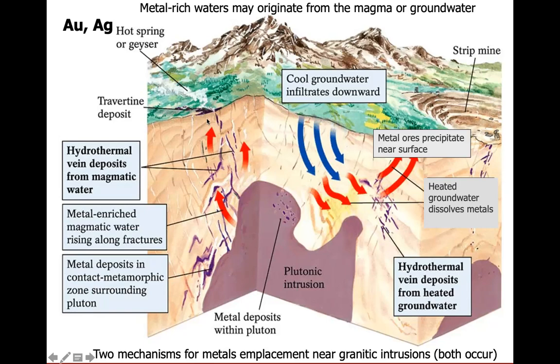Okay, so these hydrothermal vein deposits are a direct result of heated groundwater. Okay, so heated groundwater dissolves the metals. That is the main point.